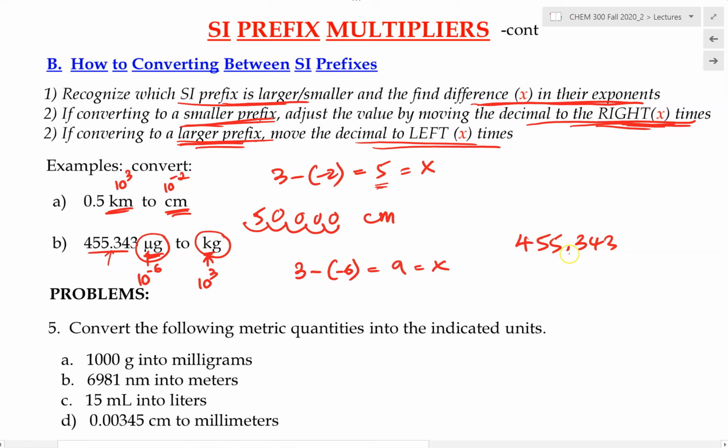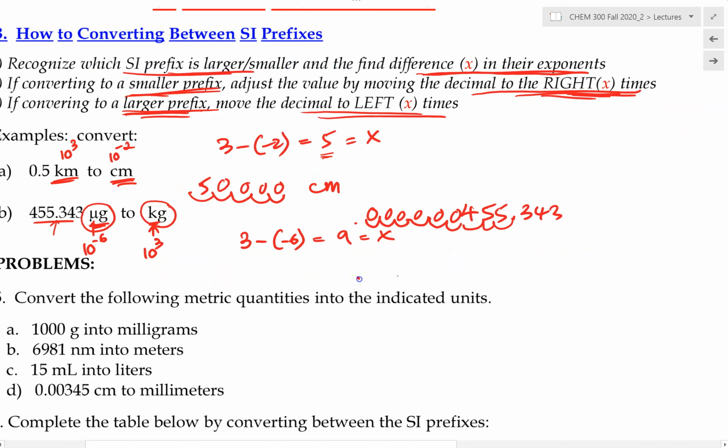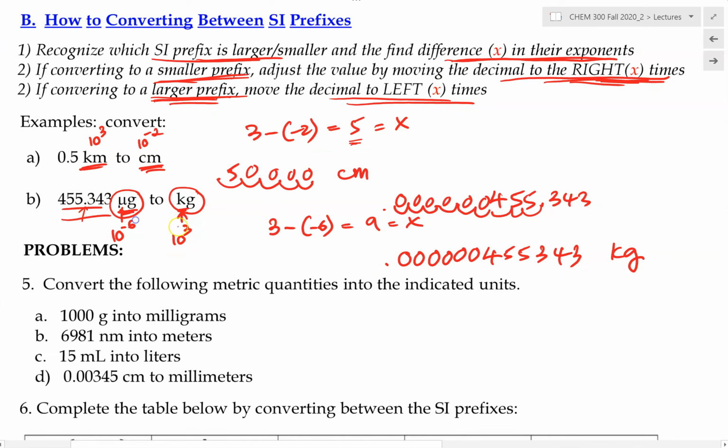455.343, we have to move this to the left 9 times. 1, 2, 3, 4, 5, 6, 7, 8, 9. And now we have to add in the necessary zeros right here in between. So the final answer is then equal to 0.000000455.343, and now the unit will be kilogram. So when we convert this much microgram into kilogram, the value itself would become the following. So not too difficult, as I showed.